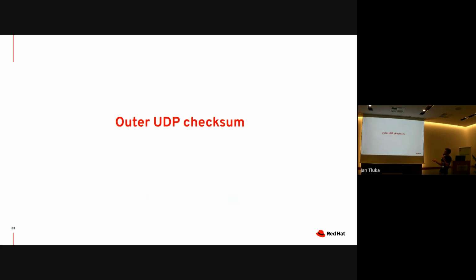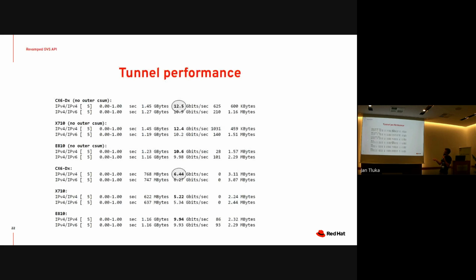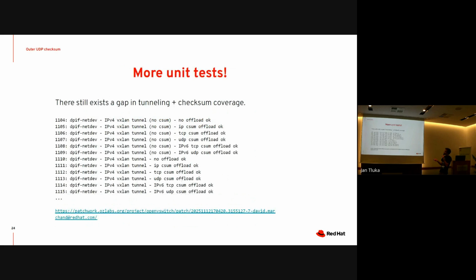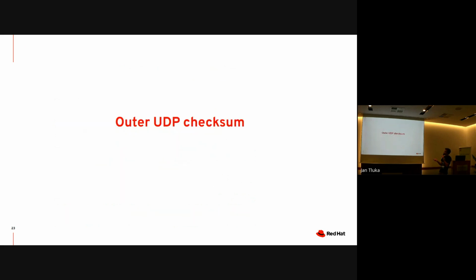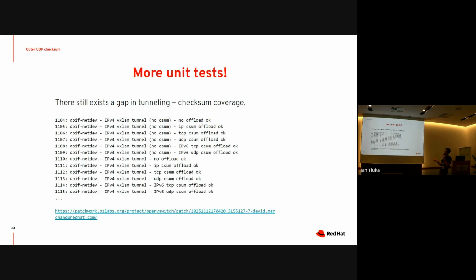So the reason: outer UDP checksum. Those NICs, well, the two ones, are not supporting outer UDP checksum. Only the Intel E8 one is supporting it at the moment. So outer UDP checksum, this is what I've been looking at. But first of all, I started by adding a lot of new unit tests because we were not checking the implementation of the checksum offloads with tunnels.